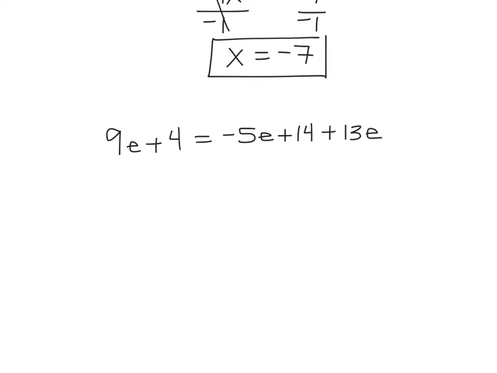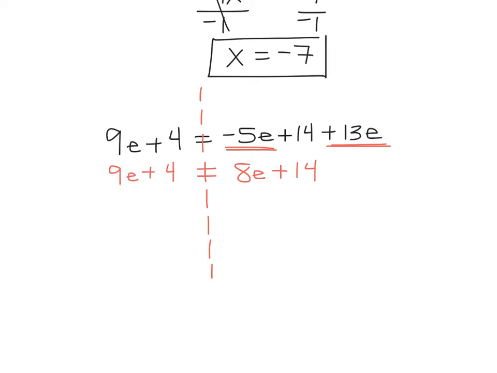Okay, so this one's getting a little fancier still. This one's kind of combining the last two examples. So we have our equal sign here. And if you notice, there's a negative 5e and a positive 13e both on the same side. So that's just going to be combining like terms. So negative 5 plus 13 is 8e. Okay, and then we still have the plus 14. Here's our equal sign, and then we're just going to rewrite this, 9e plus 4.